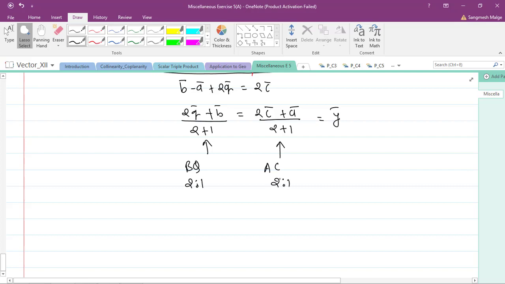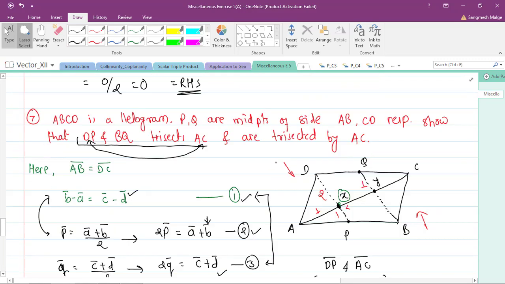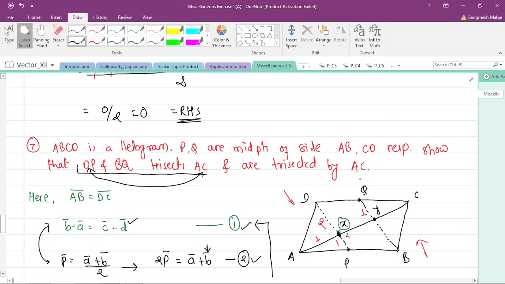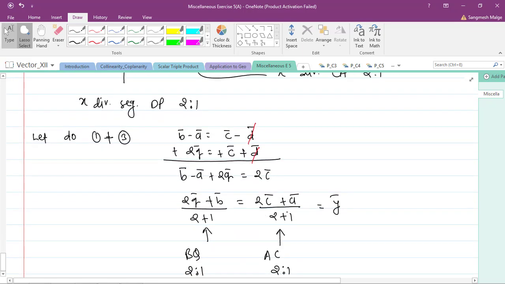So what you are getting, the same point is dividing the db as well as the ac. So in this way you can easily prove that AC is trisecting DP as well as BQ, and the reverse is also true. It seems very confusing, but if you focus on the concept, it is very simple. The point on AC is trisecting DP and BQ, and in the other instance DP and BQ are also trisecting the AC. That is, this is also true and that is also true. That is the same thing. Okay, so in this way you can prove this.